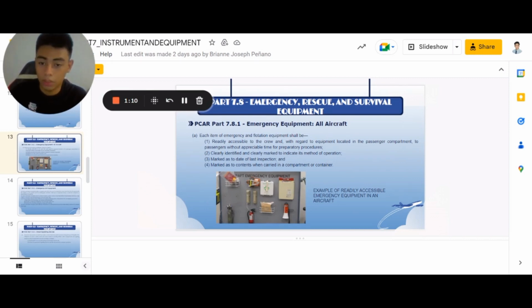So, dapat may ganon. Number three is dapat marked as date of last inspection. Dapat lahat ng gamit ng ating emergency equipment is ini-inspect. Dapat alam natin kung expired na ba yung ibang gamit dito, kung pwede pa siyang gamitin, or gumagana pa siya. Napaka-importante ron na gumagana siya. And lastly is dapat mark as contents when carried in a compartment or container.